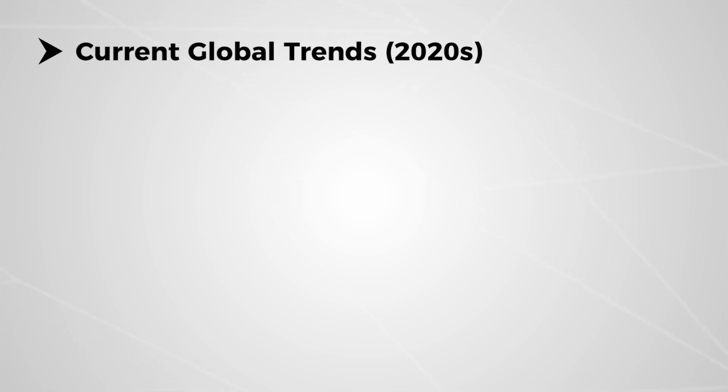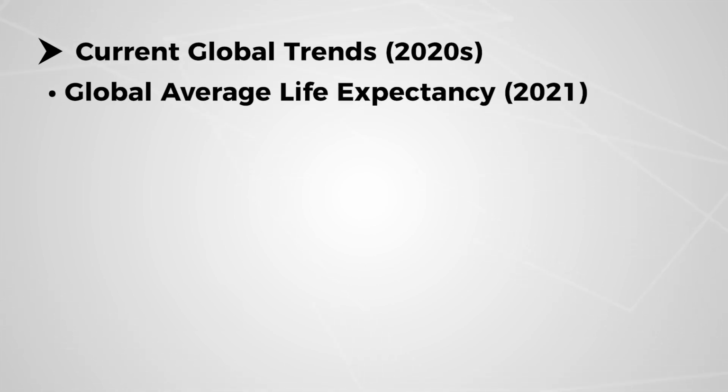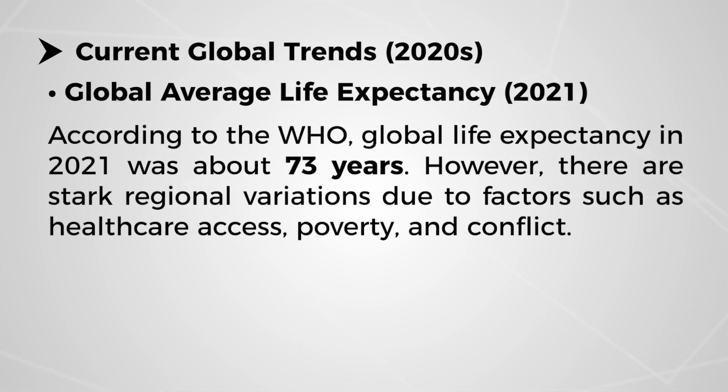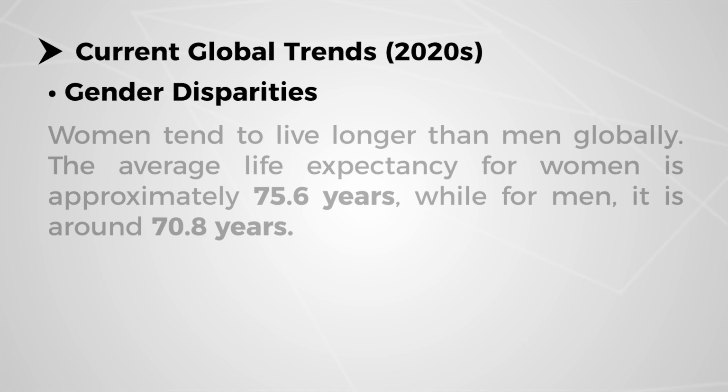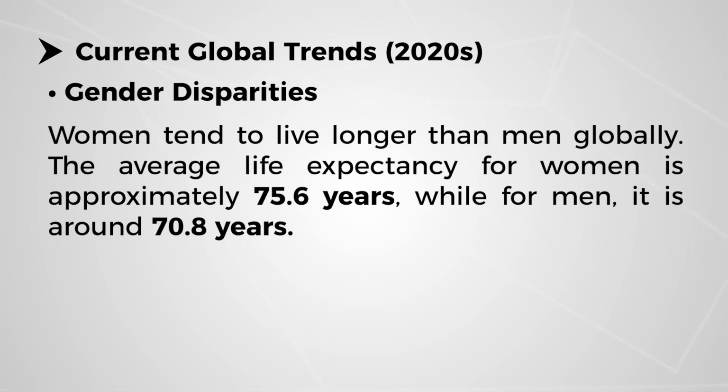So, current global trends, the 2020s. According to the WHO, the World Health Organization, global life expectancy in 2021 was about 73 years. However, there are stark regional variations due to factors such as healthcare access, poverty and conflict. Gender disparities: women tend to live longer than men globally. The average life expectancy for women is approximately 75.6 years, while for men it is around 70.8 years only. This is biological, so that is inborn.